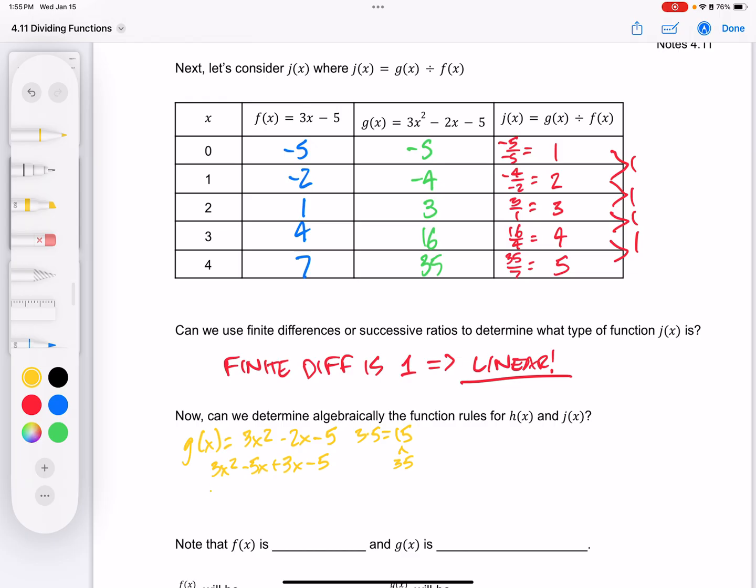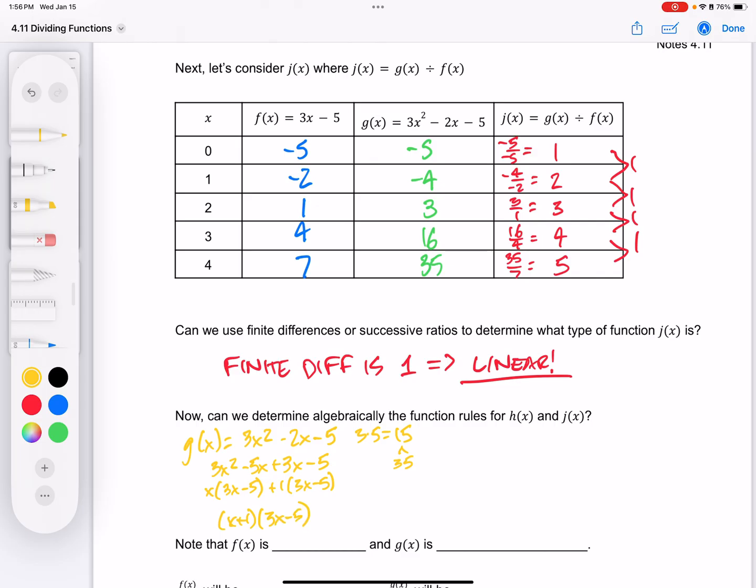Let's see, I can factor out an x out of this one, so this is 3x minus 5. And then I can factor out a plus 1 out of this one, and it's still 3x minus 5. So this factors as x plus 1 times 3x minus 5.